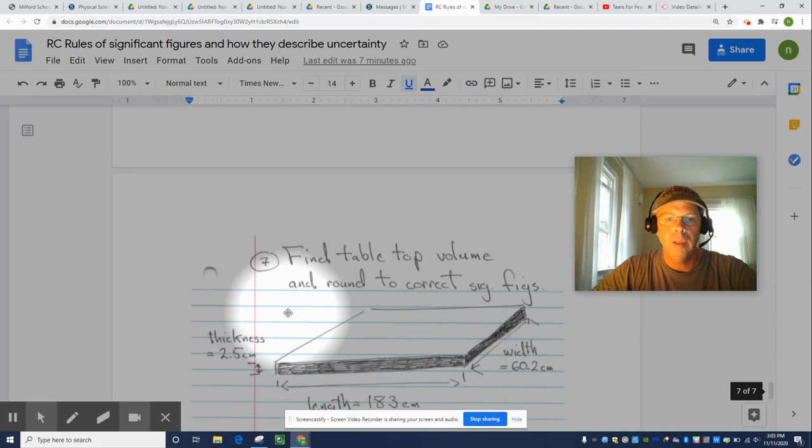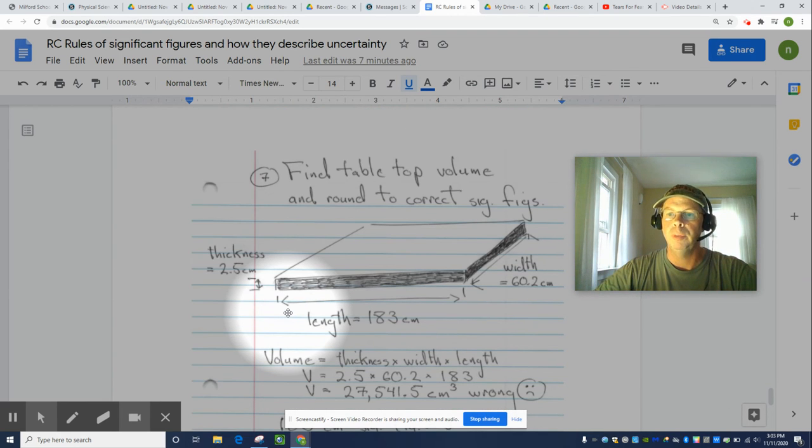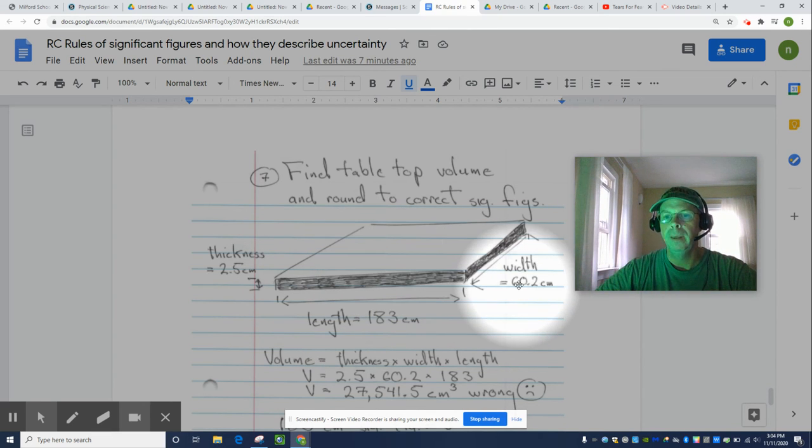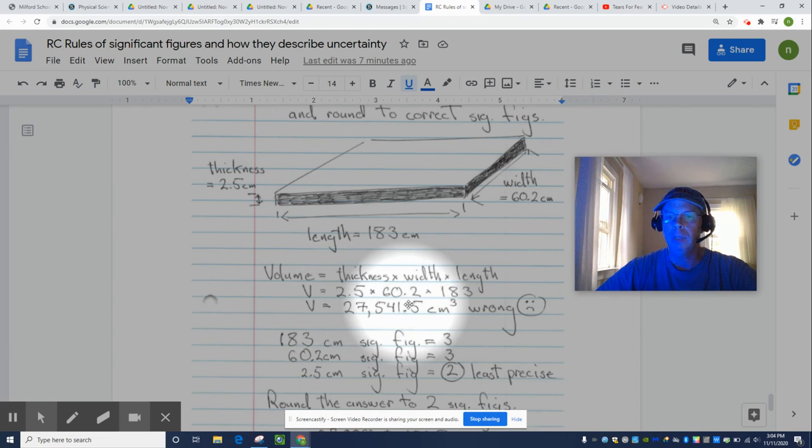Anyway, is that the end? No. Okay, so the last rule is for multiplication and division. Here, you don't worry about place value like addition and subtraction. Here, you count the number of significant figures. So we usually find the volume of your tabletop. It's 60.2 centimeters wide, 183 centimeters long, and 2.5 centimeters thick. If you hit the buttons on the calculator and just do thickness times width times length, you'll get 27,541.5. But that is wrong in the world of significant figures because it implies a range of uncertainty that's unrealistic.